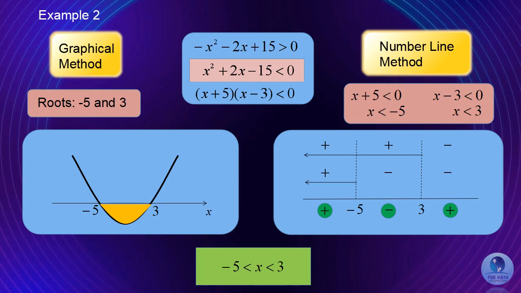Look at the question. The inequality sign is lesser than 0. Therefore, the answer will be in the region of negative. And your final answer should be x greater than negative 5 and x lesser than 3.